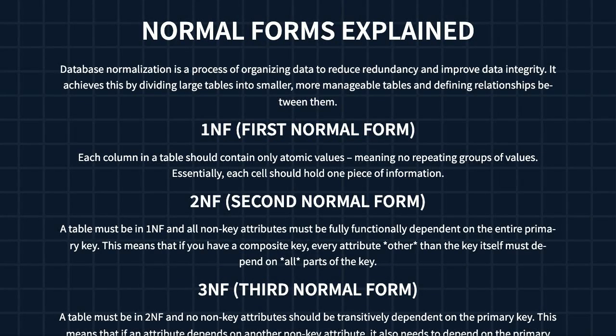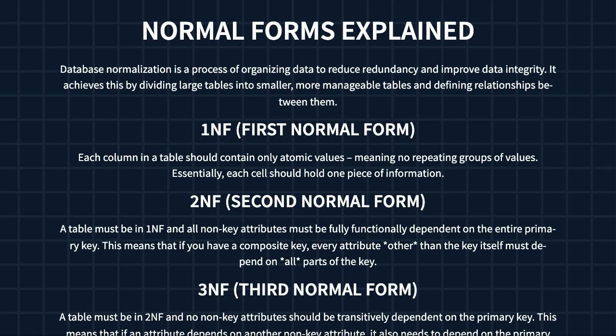Okay, let's talk about normal forms. Think of them like levels of organization for your data in a database. First normal form essentially says each column should hold just one piece of information, no repeating groups. Then we move to second normal form, which means if you have a combined key, all the other columns need to depend on all parts of that key. Third normal form builds on that, making sure non-key attributes don't rely on each other indirectly through other non-key attributes.